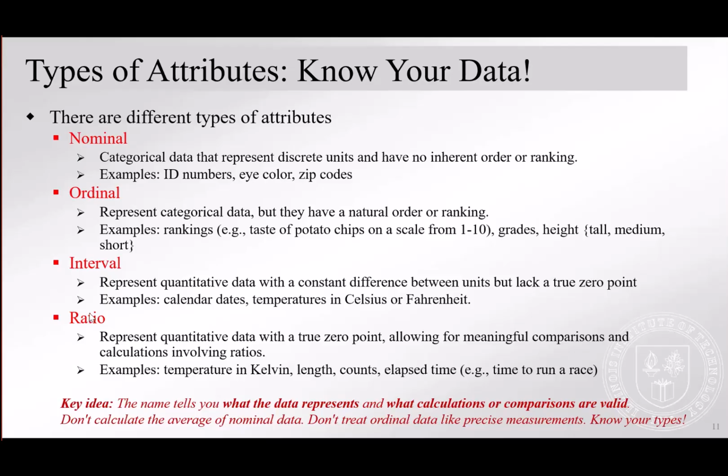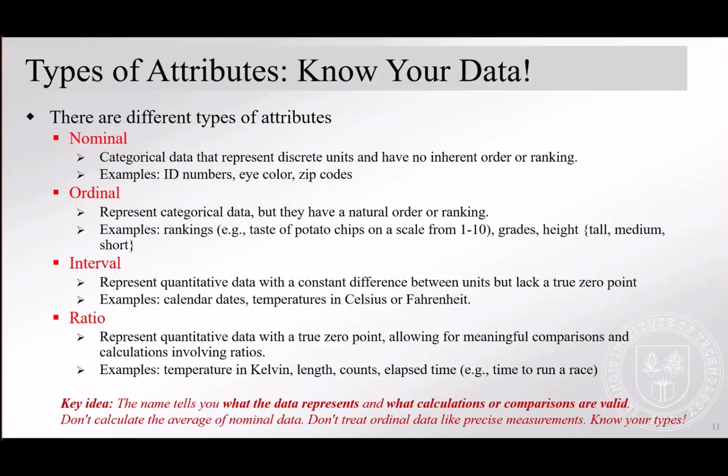Now, the differences between values are meaningful, but we still can't talk about ratios. And finally, ratio attributes answer how many times. Because they have a true zero, both differences and ratios make sense. And here's the critical takeaway. If you use the wrong operation on an attribute type, your results become meaningless. You shouldn't average nominal data and you shouldn't compute ratios on interval data. Always let the attribute type guide your analysis.